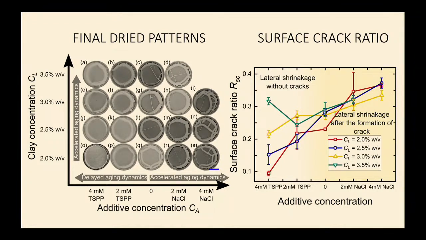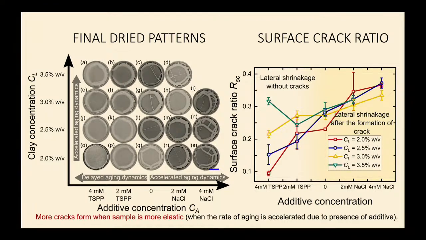And here's the surface crack ratio, and again you can see that it's just what I told you: as you increase the salt concentration, cracking happens much earlier. Initially, of course, there's really no cracking when you are using TSPP. So these points here are really the substrate being exposed not because of cracking, but because of lateral shrinkage from the boundaries without the formation of cracks.